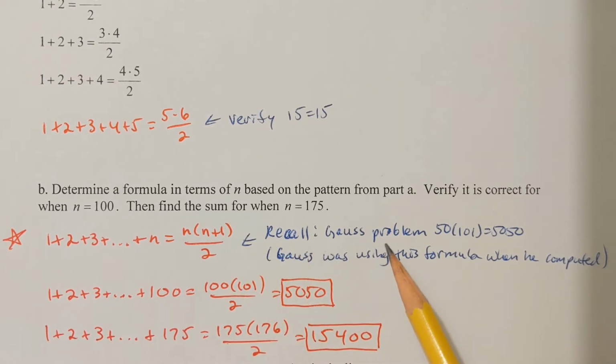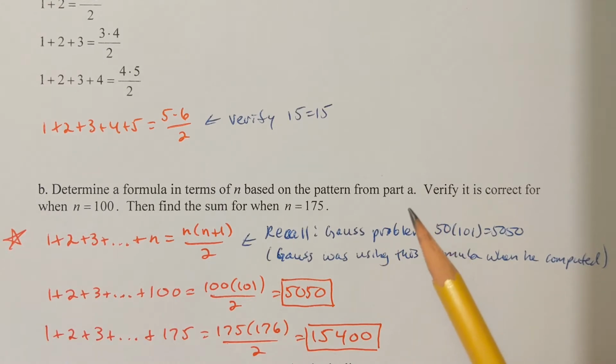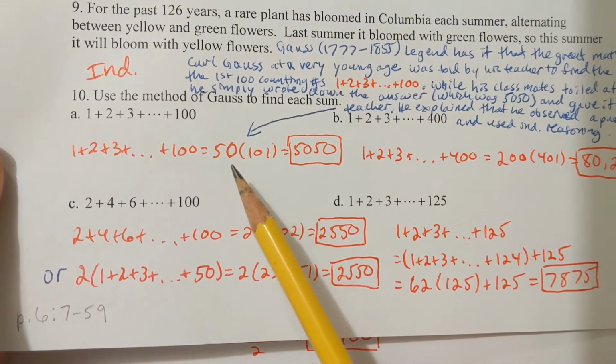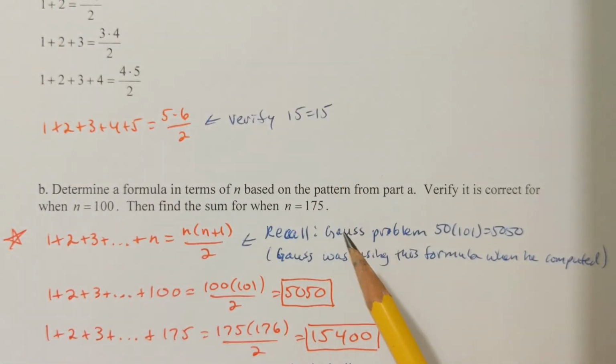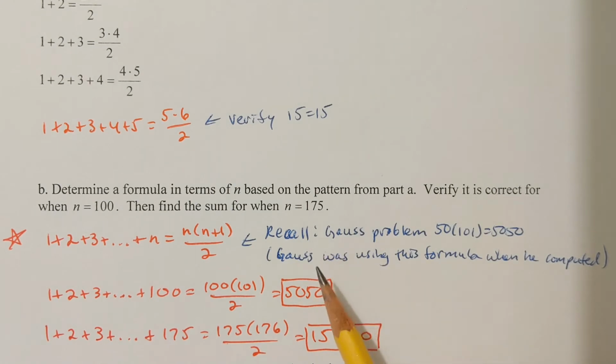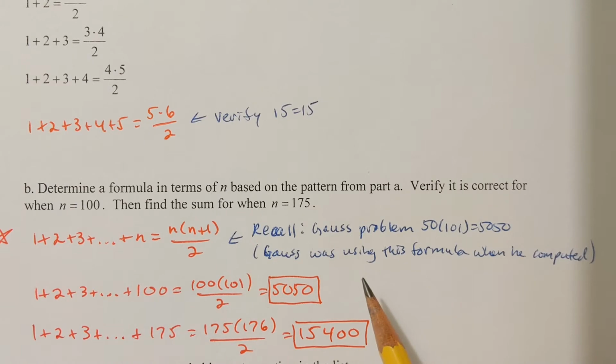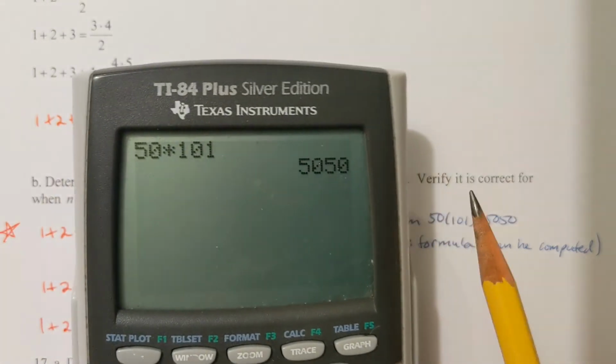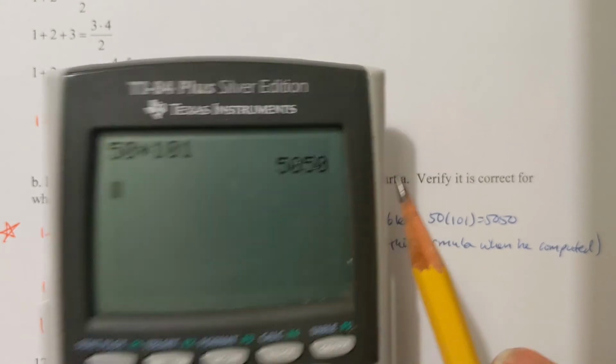Now, if you recall, Gauss's problem, which was the problem that we did in the last video, we had the same problem here that I gave you, and so Gauss was really using this formula when he computed, which is kind of neat. So if you take 1 plus 2 plus 3 plus 4 plus all the way up to 100, using this formula, n is 100, n plus 1 is 101, divided by 2, 100 divided by 2 is 50, and 50 times 101 gives you 5,050.